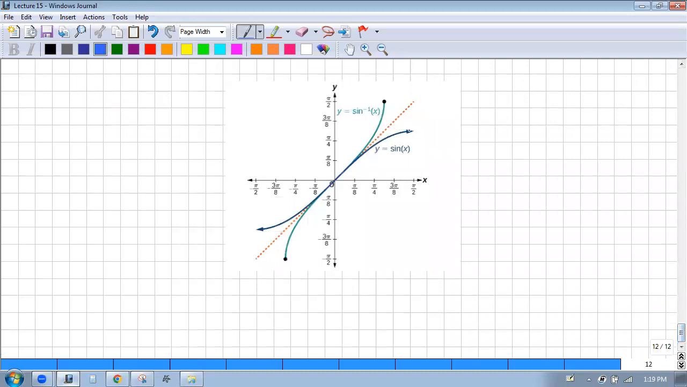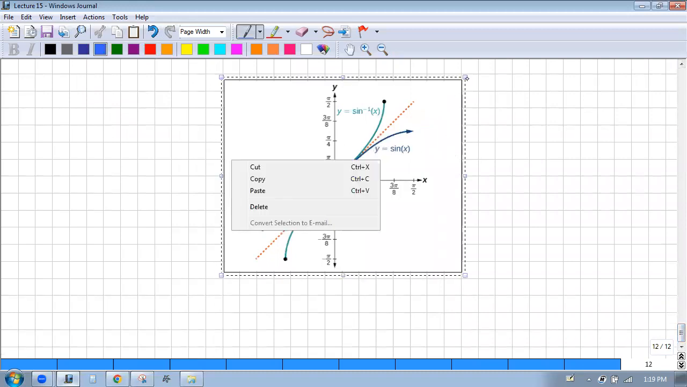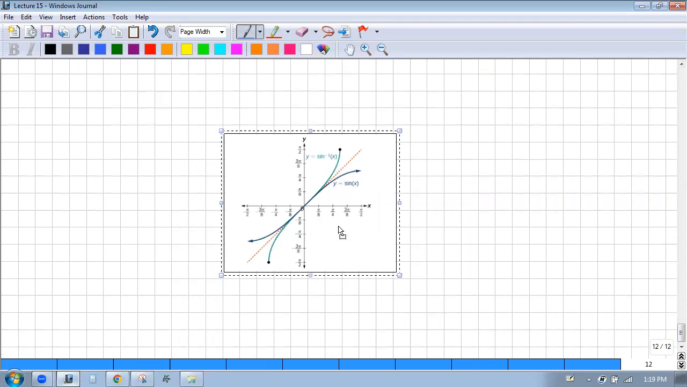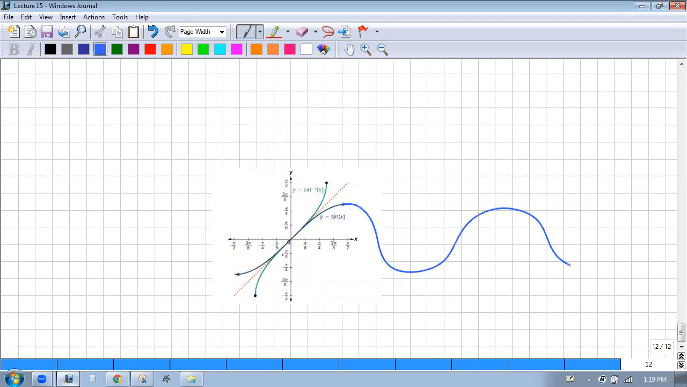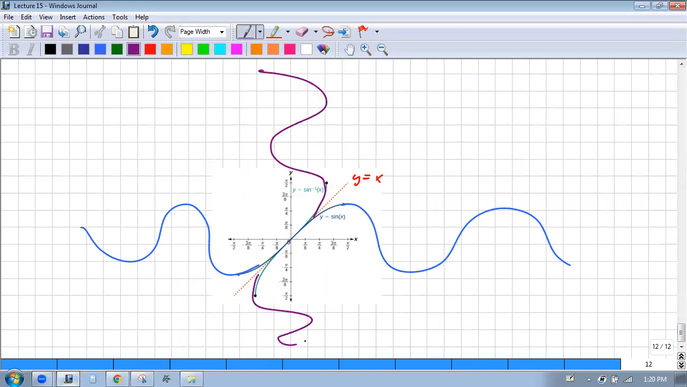So again, here's sine. Let me make this smaller for a second. Sine looks like this. If I flipped it over the line y equals x, I would get this. That wiggly line just goes forever to the left and right, that is sine. It would be the same thing, but going up and down, but that's not a function, it doesn't pass the vertical line test.